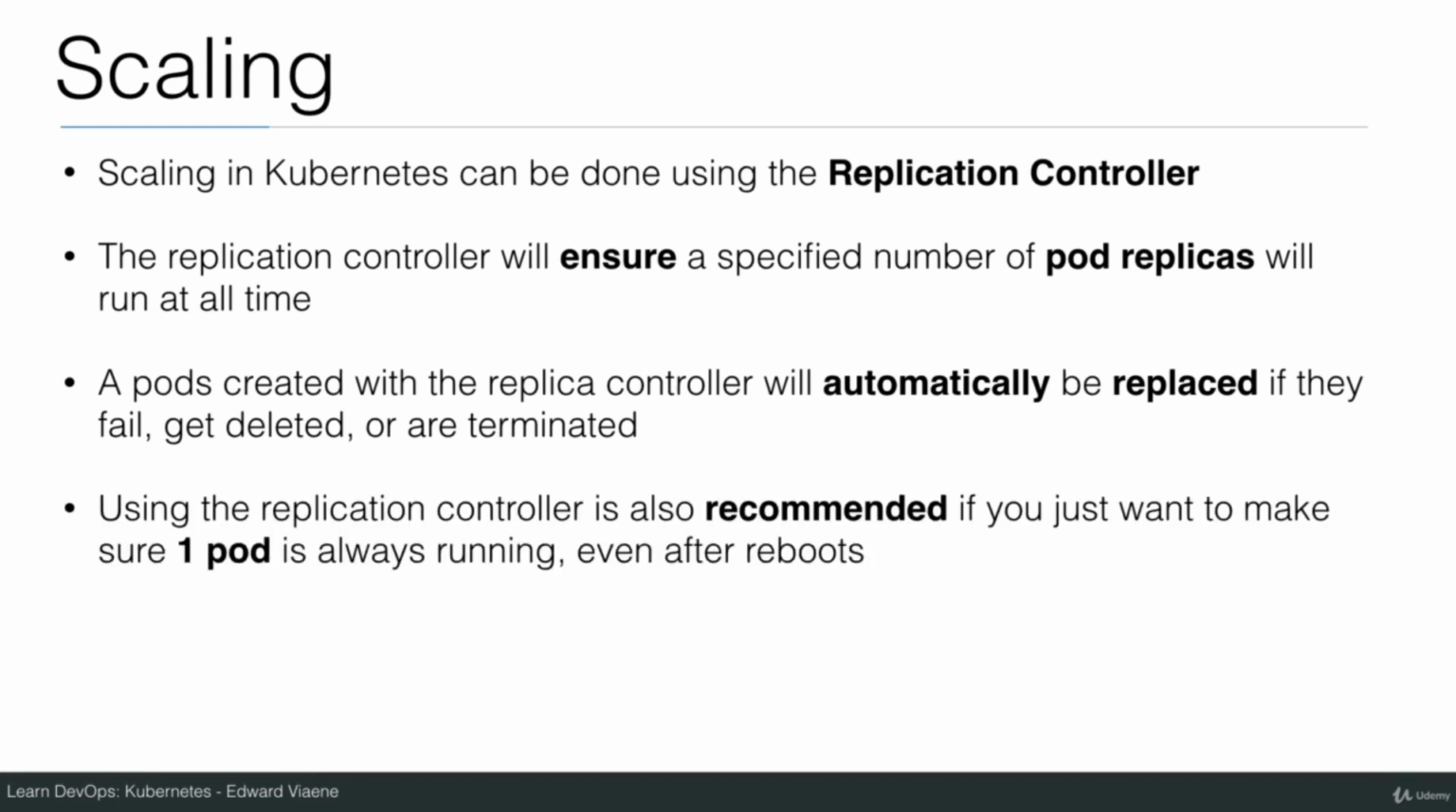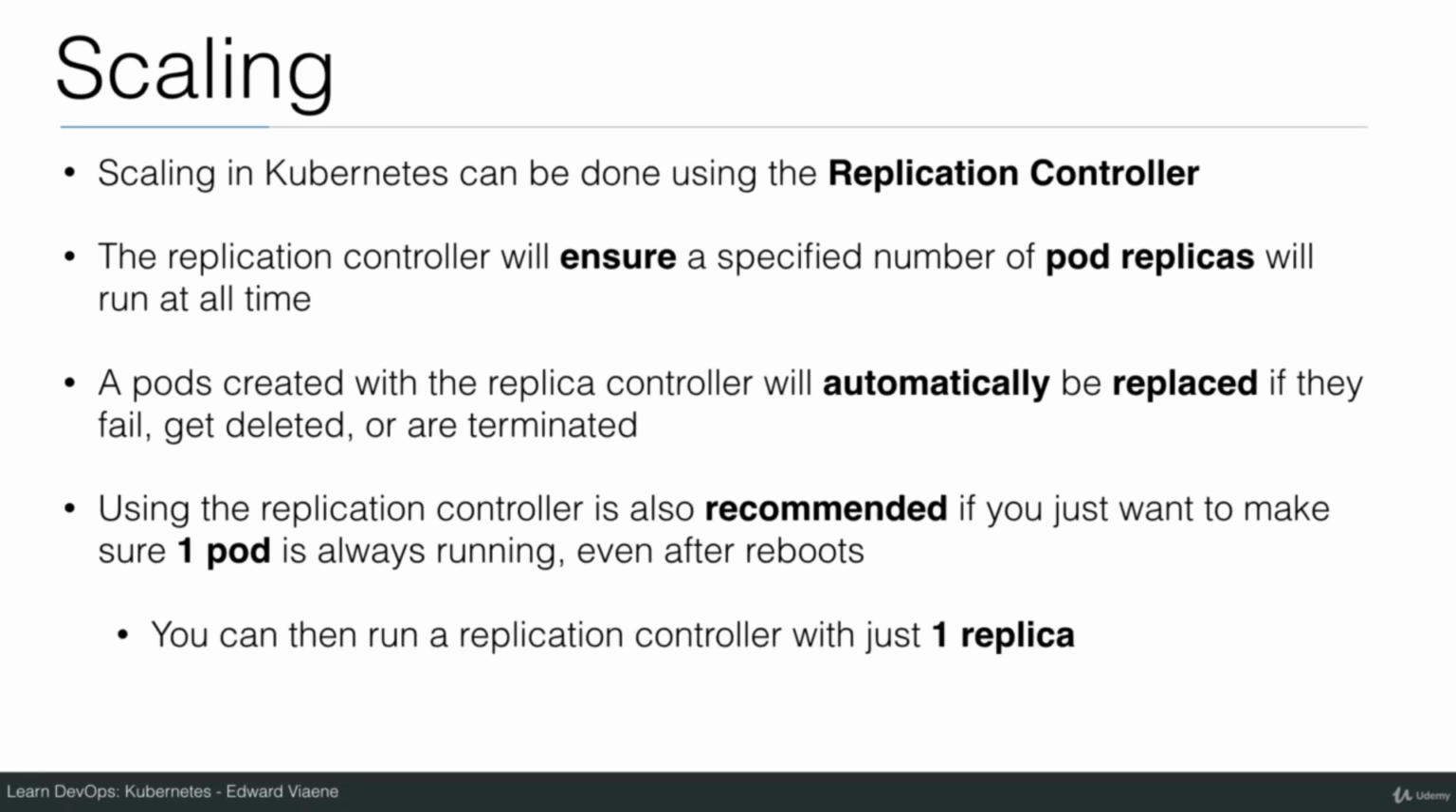Using the Replication Controller is also recommended if you just want to make sure your one pod is always running, even after reboots. You can then run a Replication Controller with just one replica. This makes sure that the pod is always running, even when a node crashes.